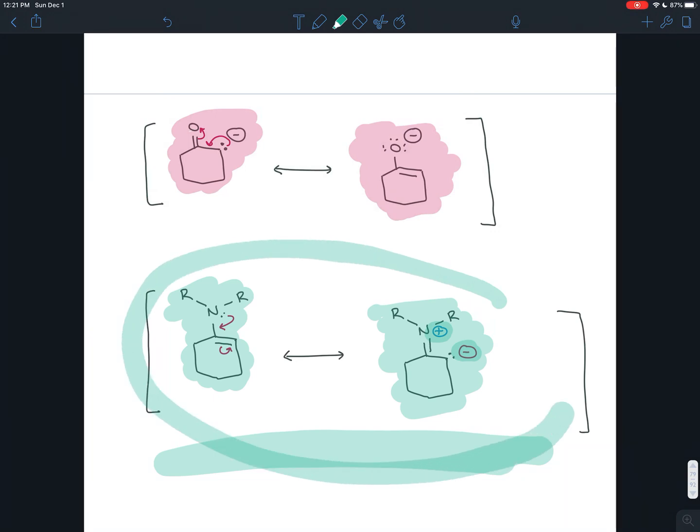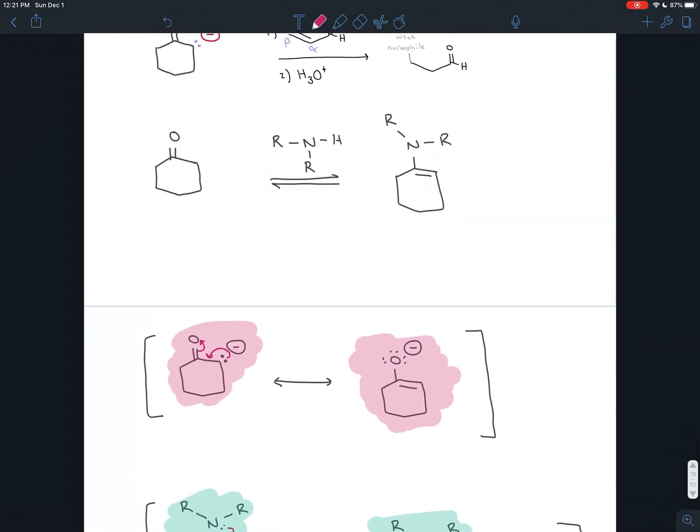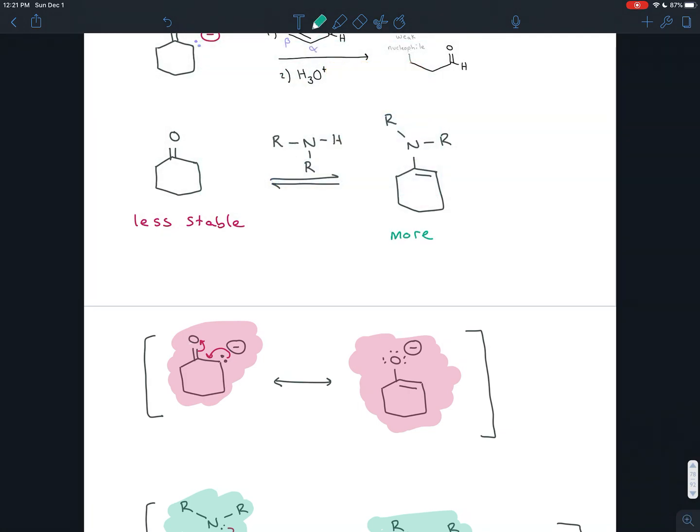By stabilizing the carbonyl, by turning it into an enamine, in other words, this is less stable as an enolate, and this is more stable. Another way of saying more stable is it's less reactive. In other words, it is a weak nucleophile.